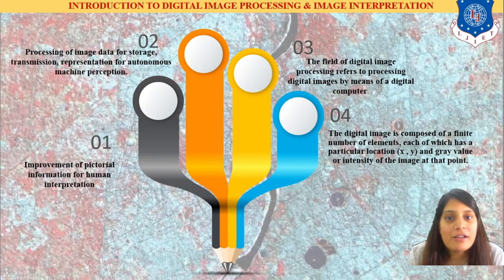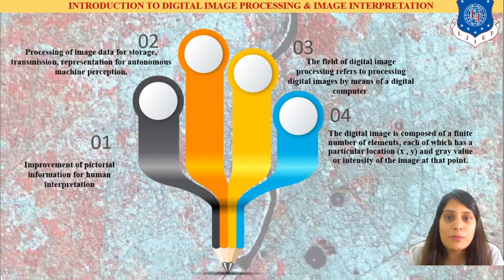A digital image is a function f of x and y, with the spatial location and the intensity from gray to white, which is known as pixels, the smallest unit in the satellite image, right? Or in the normal image which we capture even through our mobile phones or cameras. So this is the basic introduction to digital image processing.